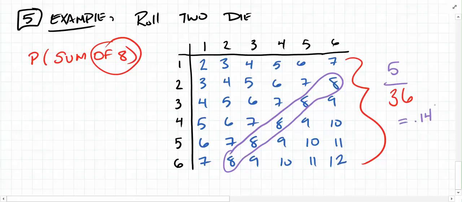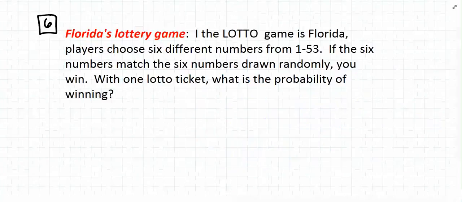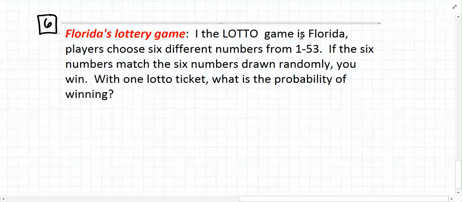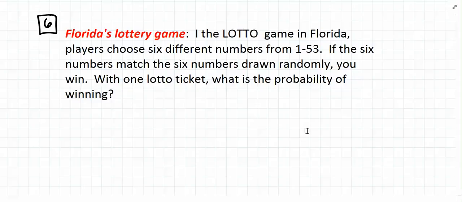Okay, you don't have to copy down the question, but I'll read it to you. This is box number 6. This is an example called the Florida Lottery Game. In the lotto game in Florida, sorry, typo, no big deal, players choose 6 different numbers from numbers 1 to 53, integers only, right? So if the 6 numbers match 6 numbers drawn randomly, then you win. With 1 lotto ticket purchased, what's the probability of winning?